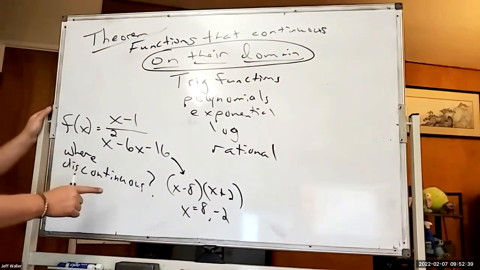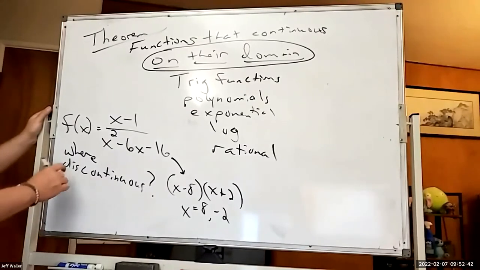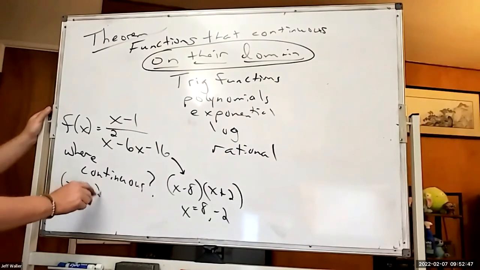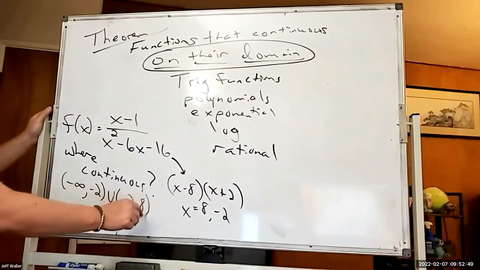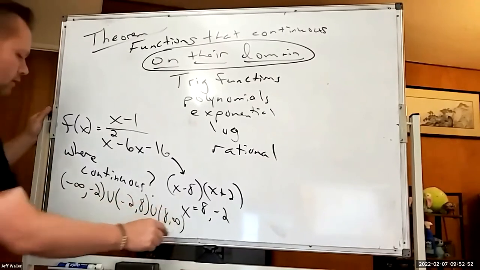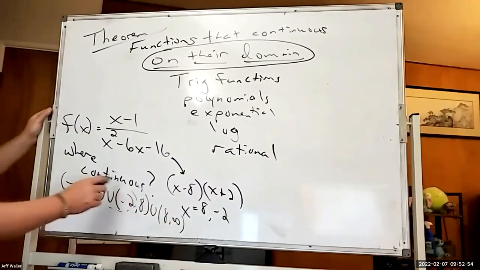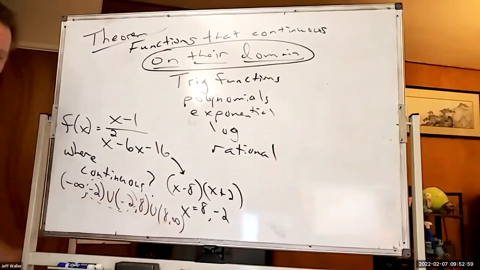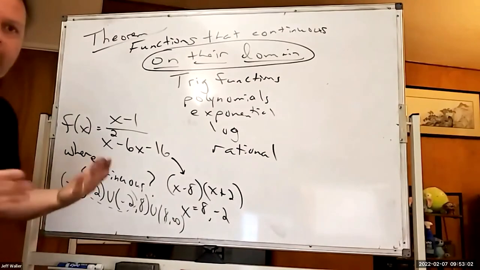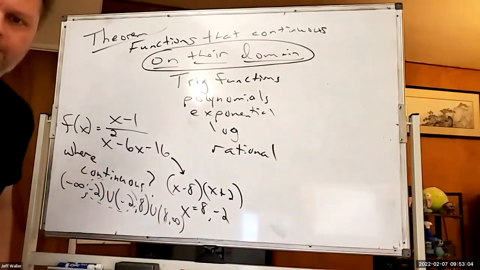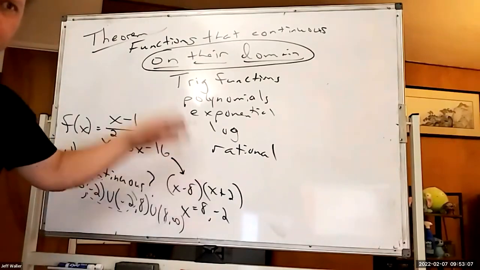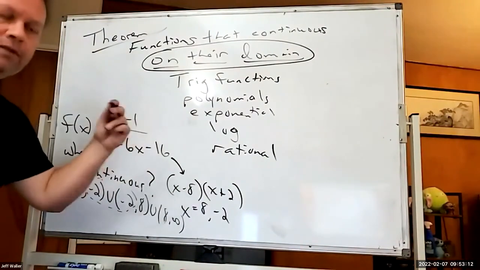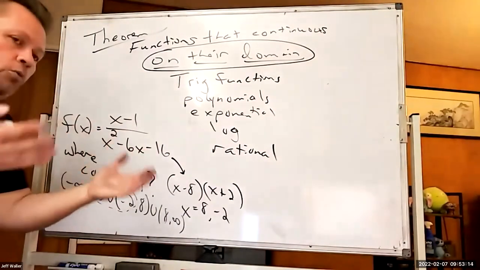So where is it continuous would be, oh boy, let me change the question back to this. Where is it continuous would be negative infinity to negative 2, negative 2 to 8, 8 to infinity. So I always like to think of this as saying skip. Starting negative infinity, skip negative 2, skip 8, go to infinity. So that's where it's continuous, right? So rational functions are continuous everywhere on their domain. So when they ask you, where is this continuous, you can just focus on what's not in its domain.